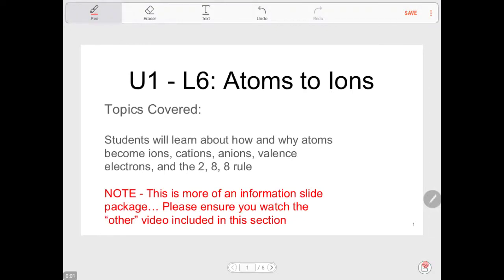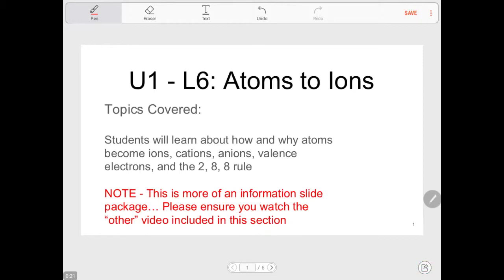Hi everyone. We're now on lesson 6 of our chemistry unit of Science 10. This is atoms to ions. And this for me is when the chemistry really starts. We're looking at now essentially why do atoms ever come together? Why do they form bonds? Why would they want to interact with each other?